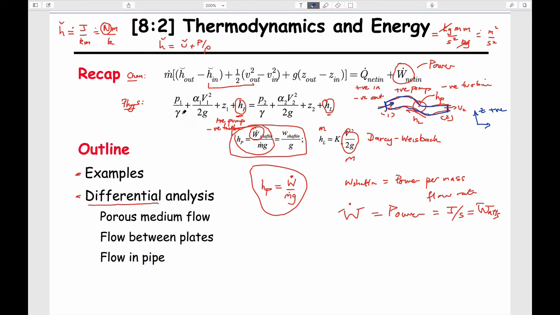Shaft work is positive for a pump, negative for a turbine. Mass flow rates are always positive. Doesn't matter whether it's going in or out, it's a scalar value of mass flow rates. Okay? And so if you know these equations and you know these conversions, this conversion here is a key conversion.